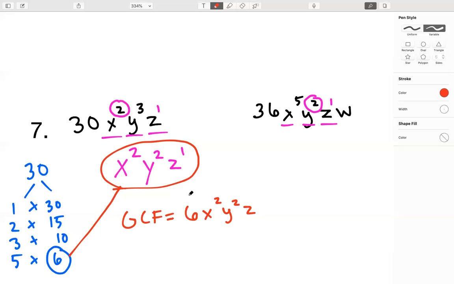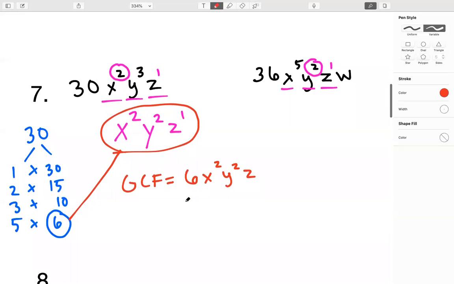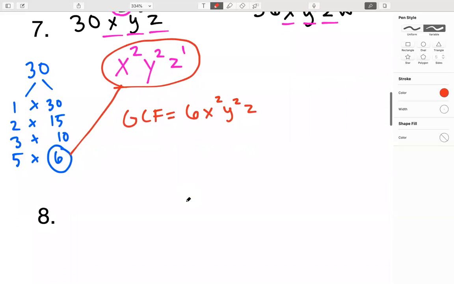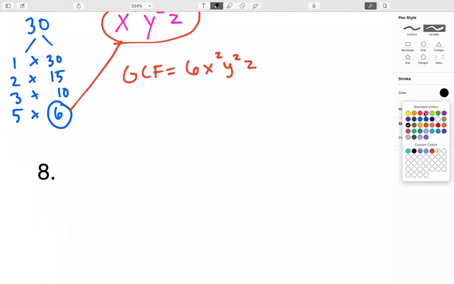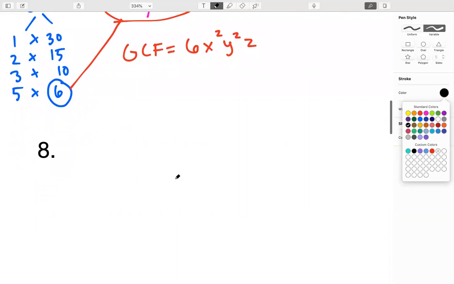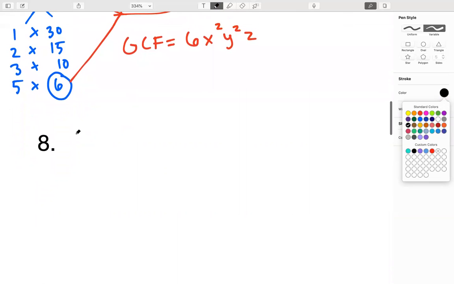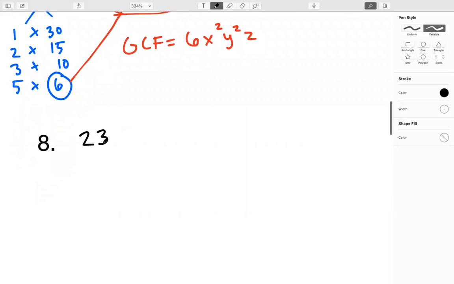Okay, hopefully that made some sense, just combining things that we already know. Okay. Number 8, last one. I want you to try this one on your own. 23 a squared b squared c and 46 a cubed c. Find the GCF of these two things.